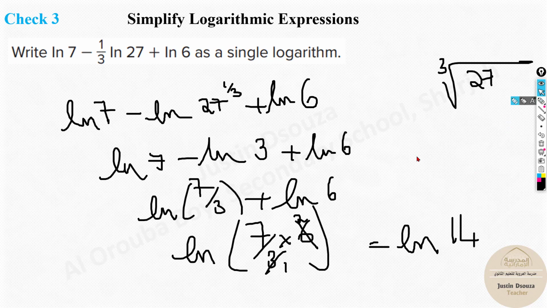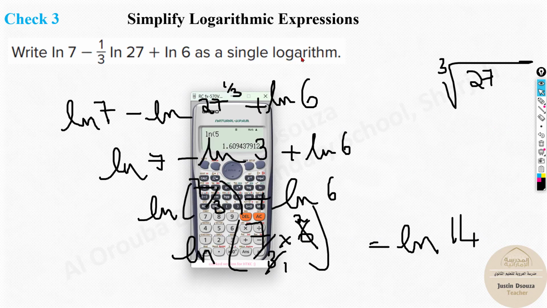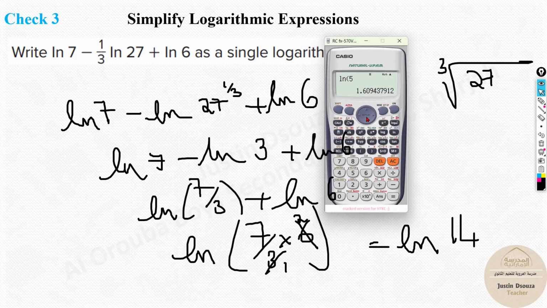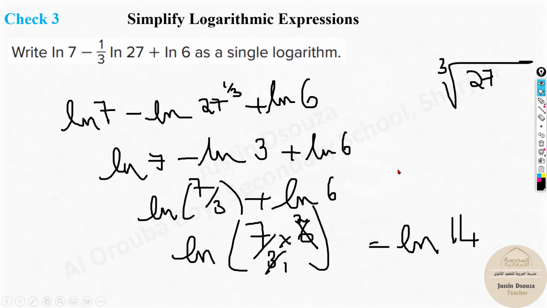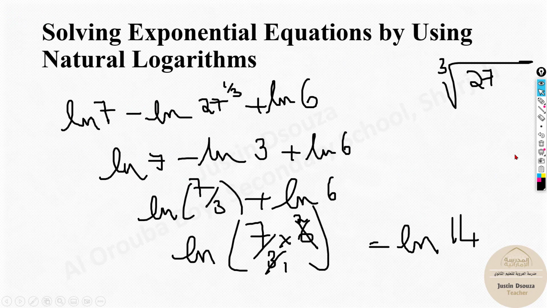Let's double check the answers. Both the answers must be the same. So I'll put ln 14 over here, and the answer is 2.639. Okay, let's try this one now. ln 7 minus 1/3 of ln 27 plus, I forgot the bracket, ln 6. It's 2.639. It's the same answer, and that's how we can check it. That's the answer, ln 14.